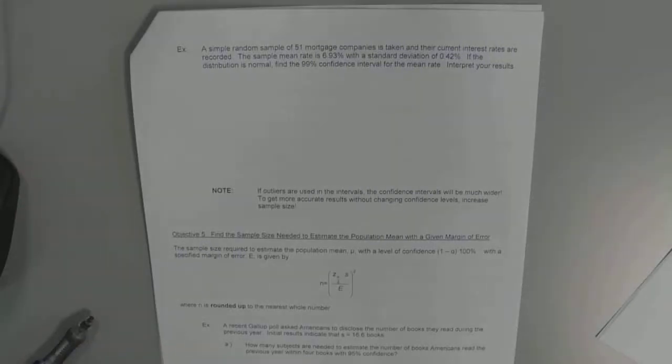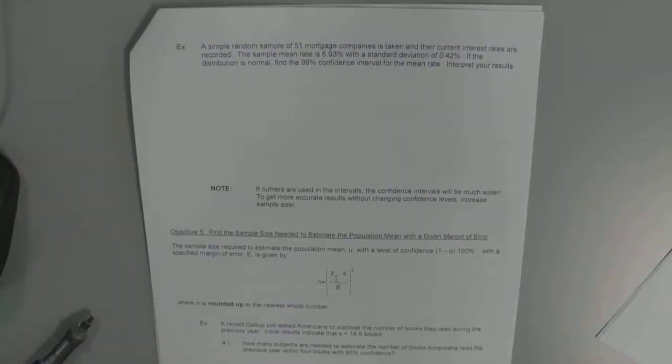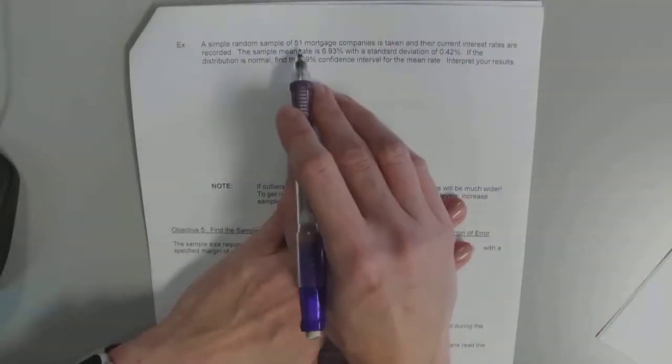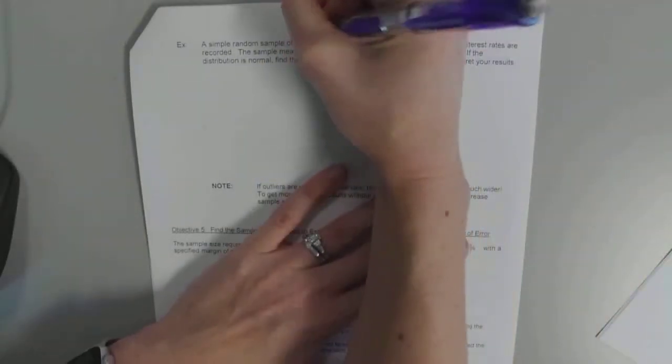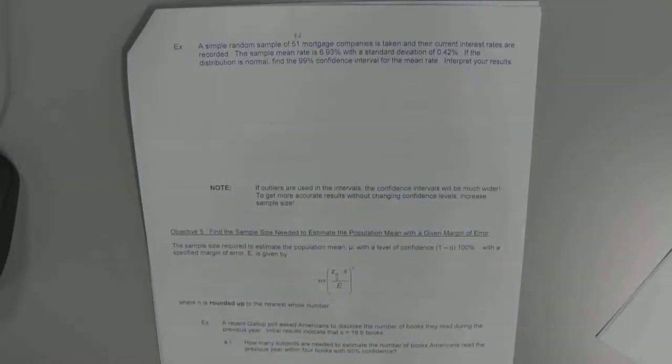Continue on with 9.2 in our confidence intervals for means. We're going to do this example on top of page 7. A simple random sample of 51 mortgage companies is taken and their current interest rates are recorded. So what's 51 going to be for us? N. It's how many people we asked or how many companies we looked at.